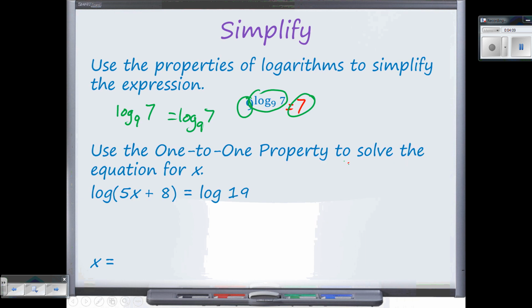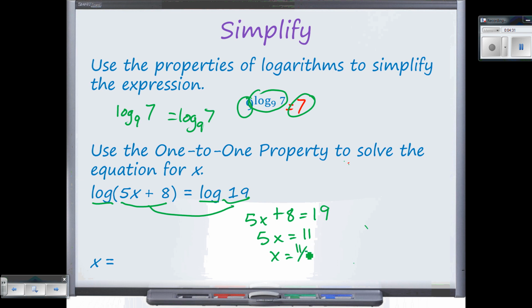Now down here, we can use our one-to-one property, which says if these are the same base, which in this case, since they're common logs, they are, I can take the two insides and put them equal to each other. So 5x plus 8 equals 19. Subtract the 8, divide by the 5. So that's my x. Okay, that's all there is to it. Set it up for the one-to-one property. Makes it really easy.